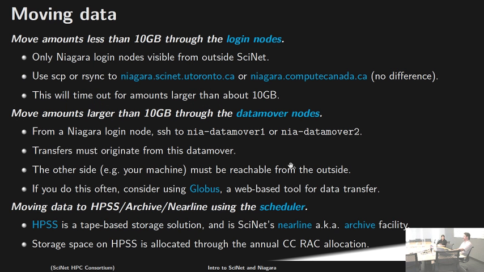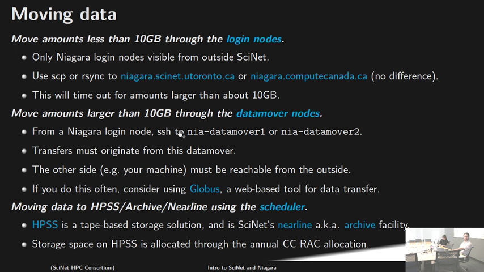Okay, so that's the start. Moving data is actually simpler than it seems. You can scp, so there's an ssh command to log in, there's an scp command to copy things over. You either go directly through niagara.computecanada.ca, that works well until you hit about 10 gigabytes per transfer. Anything larger, you want to use the data movers because they're faster and they have a better connection. And the only difference is really the address you use, nia-datamover1 or nia-datamover2. Pretty simple.